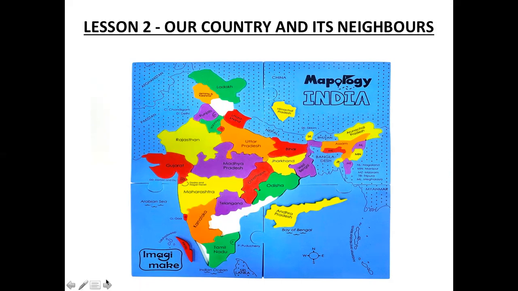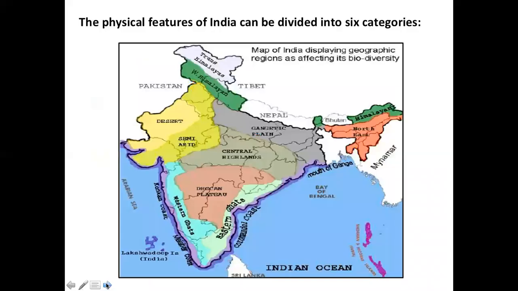Now, let us go to the physical features of India. The physical features of India are divided into 6 categories, and they are the Himalayan mountains, the northern plains, the Indian desert, peninsula plateau, coastal plains, and islands. Now, with the help of this physical map, let us see where it is located.